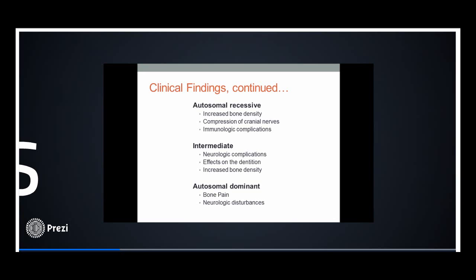The autosomal dominant form is oftentimes not discovered, as nearly half of cases are asymptomatic and less aggressive, with discovery of the disease occurring at the time of a pathologic fracture. When the cases become severe, bone pain and neurologic disturbances may occur.